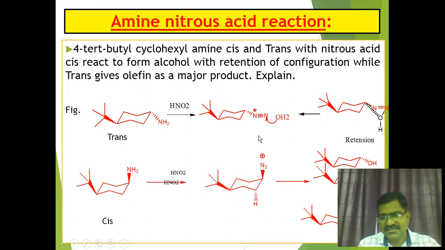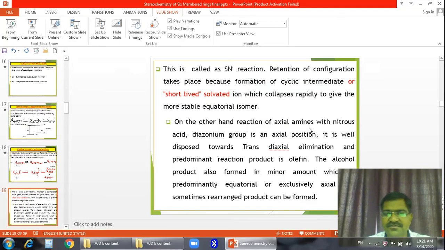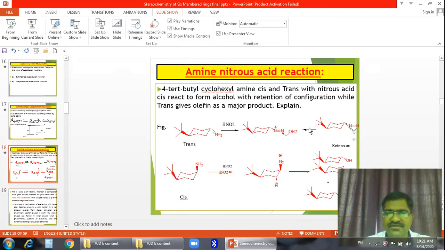here a trans-diaxial situation is there, N2 plus and hydrogen are exactly anti with respect to each other, and therefore here, instead of substitution, elimination takes place, with formation of the olefin as a major product. You can see here formation of the olefin as a major product.